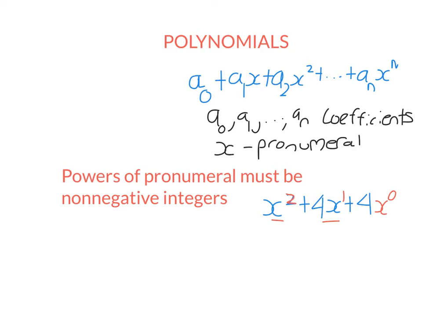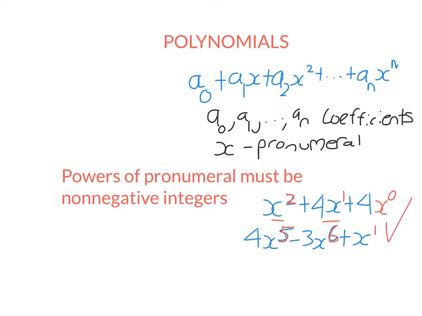So something like this: 4x to the power of 5 minus 3x to the power of 6 plus x. That is a polynomial. The powers of x are 1, 6, and 5. They're all non-negative integers. So let's look at examples of things that are not polynomials. So these get the big tick.